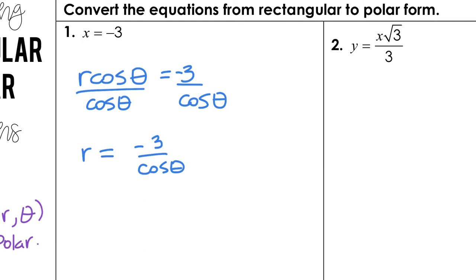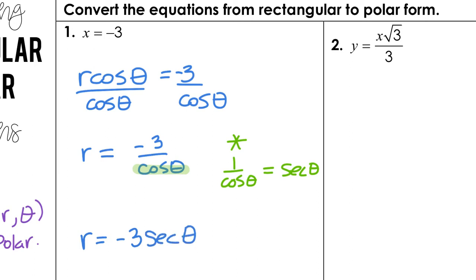So we're going to use the fact, and I'm going to put a star right here, this is one of our reciprocal identities. We're going to use the fact that 1 over cosine is just equal to secant. So I know we don't have the 1, but we do have the cosine in the denominator. So I can replace that with secant. So my actual answer, I'm going to write as r equals negative 3 secant theta. So we haven't started graphing yet, but I promise that when we do start graphing, it's a lot easier to see it in this form.